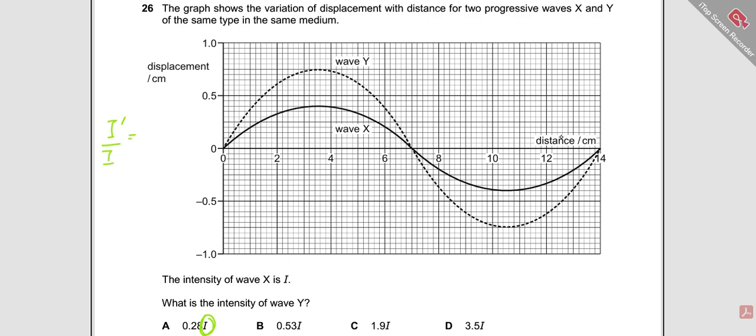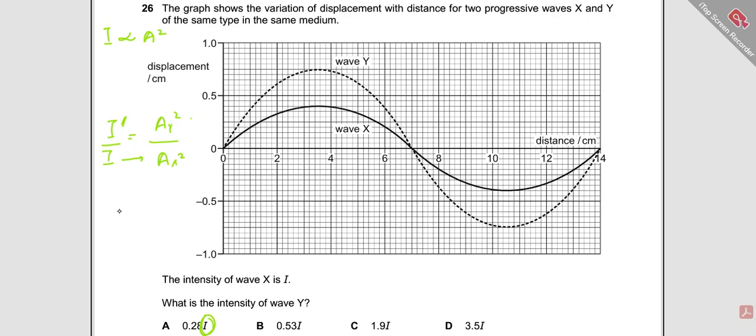So frequency will have no effect on intensity here, right. So we'd just consider that intensity is related to the square of amplitude. For the intensity of y, we would write y के amplitude का square, and for the intensity of x जिसको इन्होंने I का नाम दिया है, we would write the square of the amplitude of wave x.